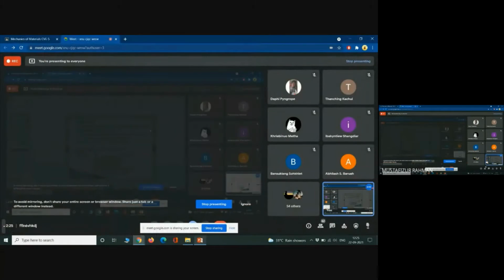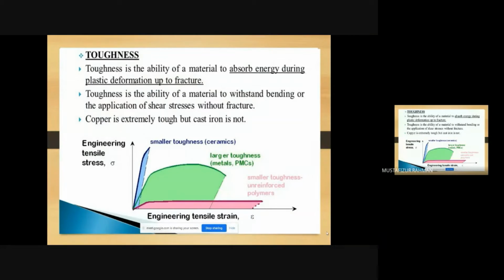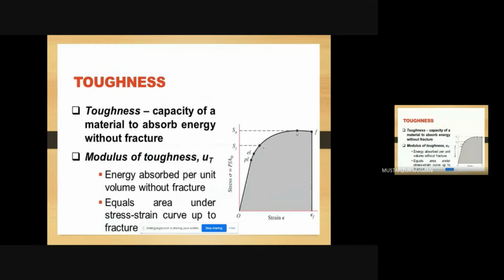Okay. So copper is deflecting more and more, say for example, but it is not failing. That is what makes copper tough. So if we don't fail, then we are tough. That's it. Then toughness, the same thing. It is the capacity of material to absorb energy. Done.